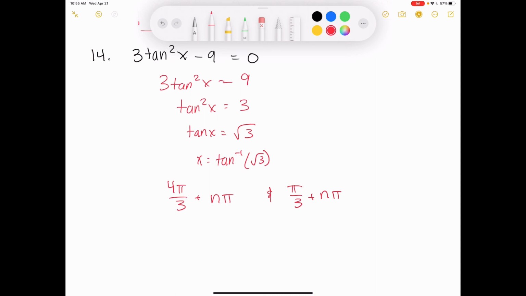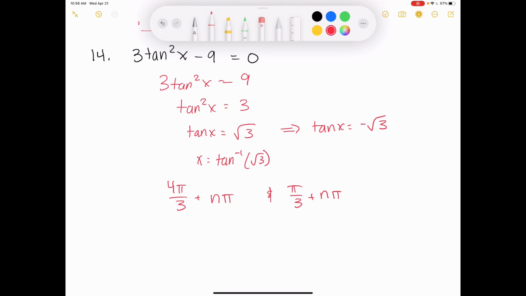When I take the square root of something, how many answers do I have? 2. Because positive and negative. Oh yeah. Oh my goodness. So there's 4 answers, technically.